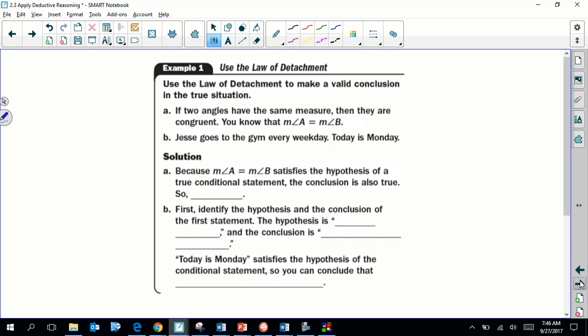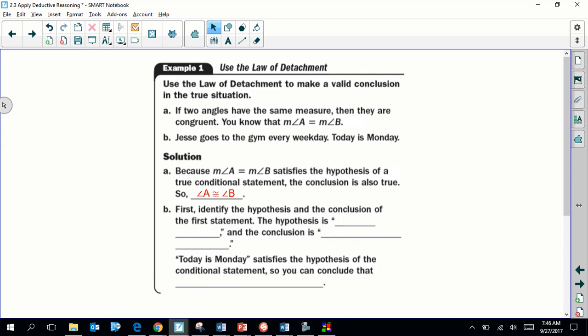Now, moving on, we're going to take a look at some examples of the law of detachment so that we can make some conclusions. In example A, if two angles have the same measure, then they are congruent. You know that the measure of angle A is equal to the measure of angle B, so they're telling you that A and B are the same. Because the measures of those two angles satisfy a true conditional statement, the conclusion must also be true. So the conclusion we can draw here is that angle A must be congruent to angle B.